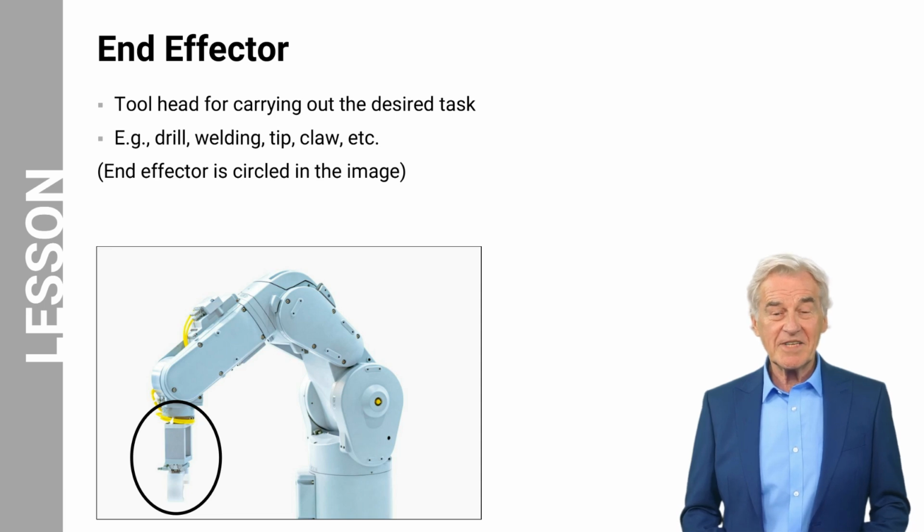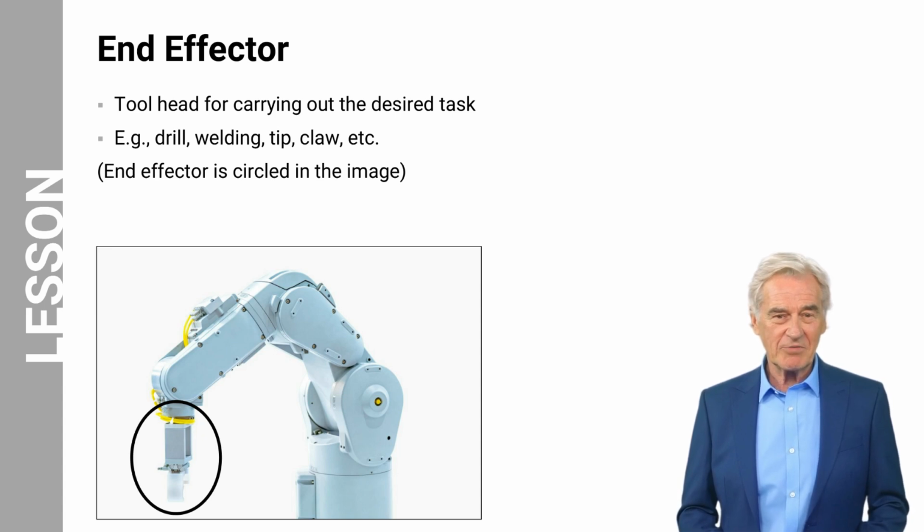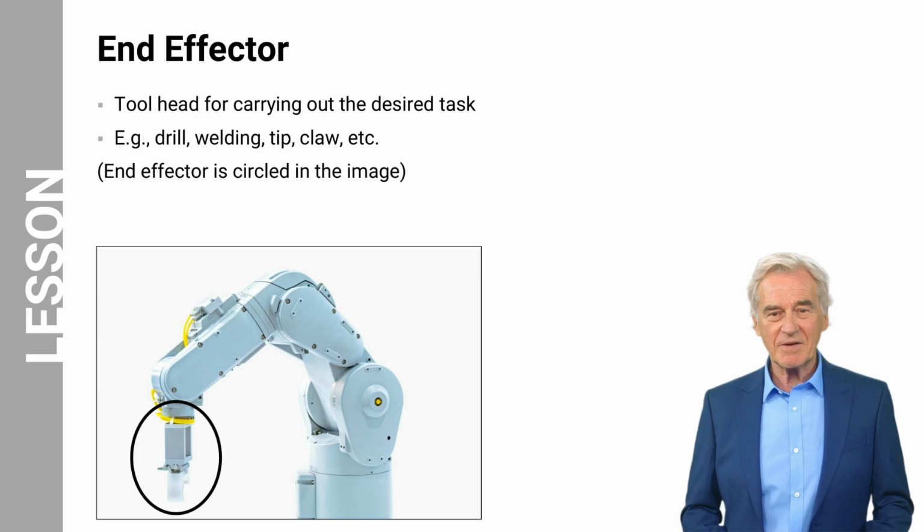So far, we've discussed the power supply, the controller, and the robot's mechanical components responsible for movement within the work area. Now, let's focus on the end effector, which is essentially a tool head or gripper that enables the robot to interact with and manipulate its environment.